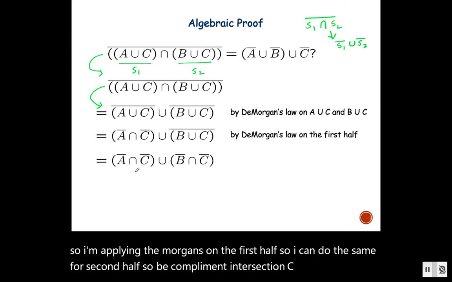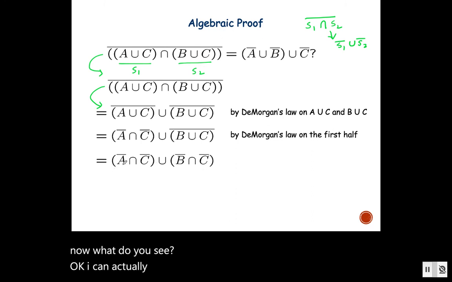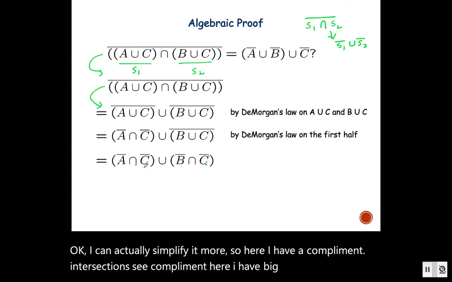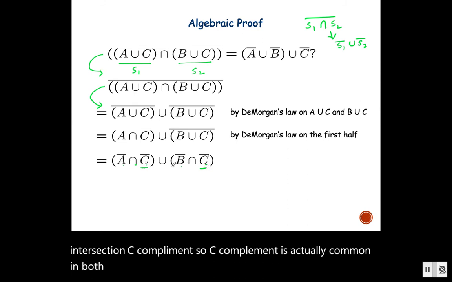Now what do you see? I can actually simplify it more. Here I have a complement intersection c complement, and here I have b complement intersection c complement. So c complement is common in both halves, and both halves have an intersection and are connected with a union.